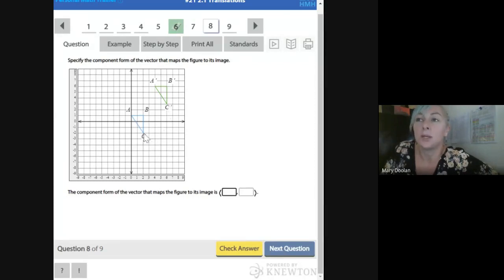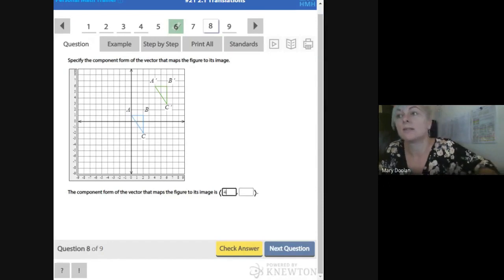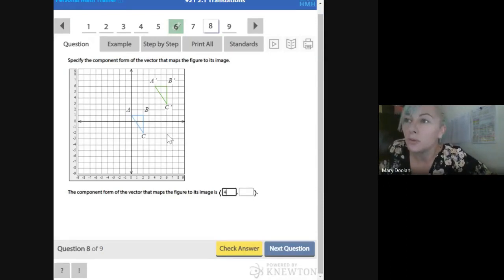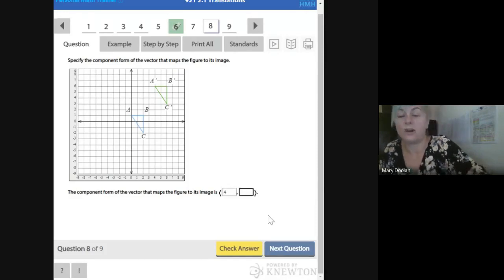So am I going to go left or right? I got to go right. How many units do I go right? Looks like I go 4 to the right. So that is your x-coordinate, positive 4 in this case. And then once I've moved 4 to the right, I either have to go up or down. Well, it looks like I need to move up, and I would have to move up 5 units. So 5 should go here.